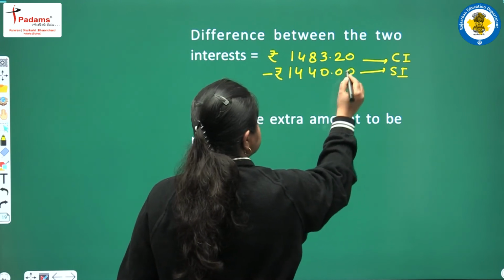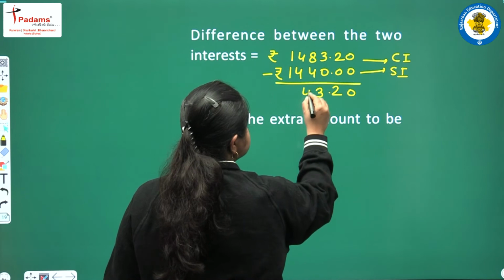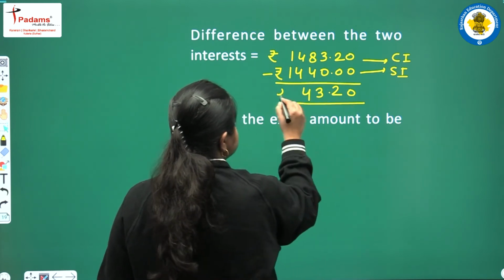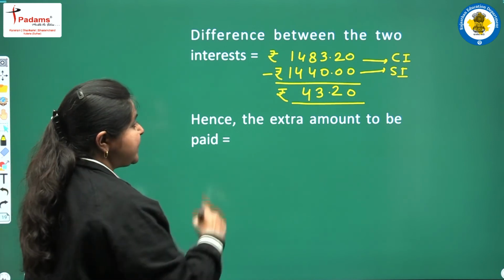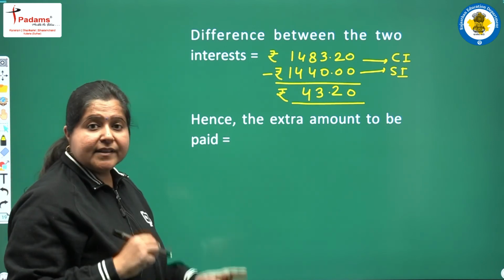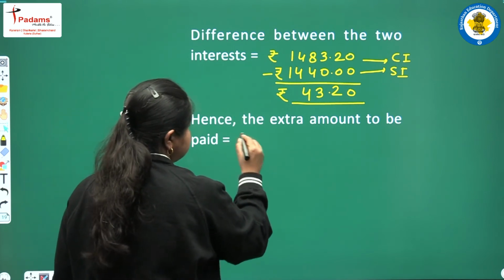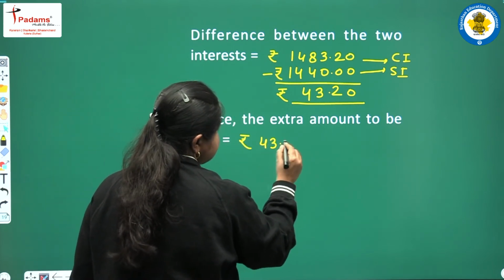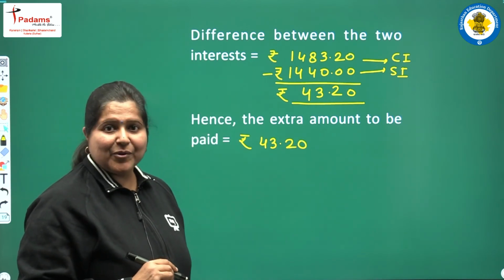This will be 0.00, subtract, it will be 20, 3 here, 8 minus 4, it will be 4 and now the difference is rupees 43.20 and obviously the extra amount that the person will be paying in the case of compound interest is rupees 43.20. Okay, next we have one more question.